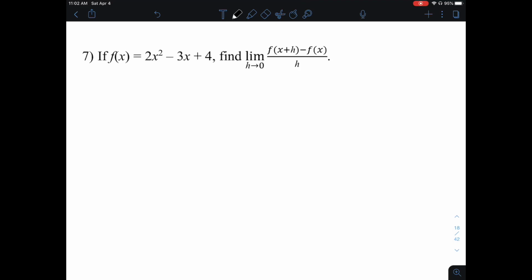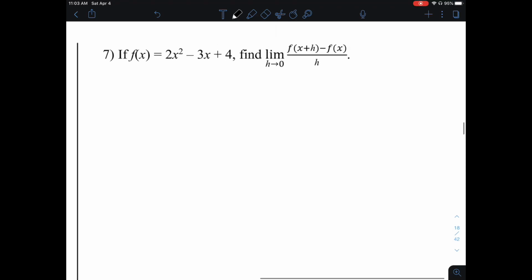All right, this is it, number 7. You don't know it yet. This right here is calculus. This is the most important limit that you will ever do. You will use this limit hundreds, if not thousands of times in this class. In fact, this is the definition of derivative, and we will get to that later, but this is so important. This is the limit of the difference quotient. Not a difference quotient, the difference quotient.